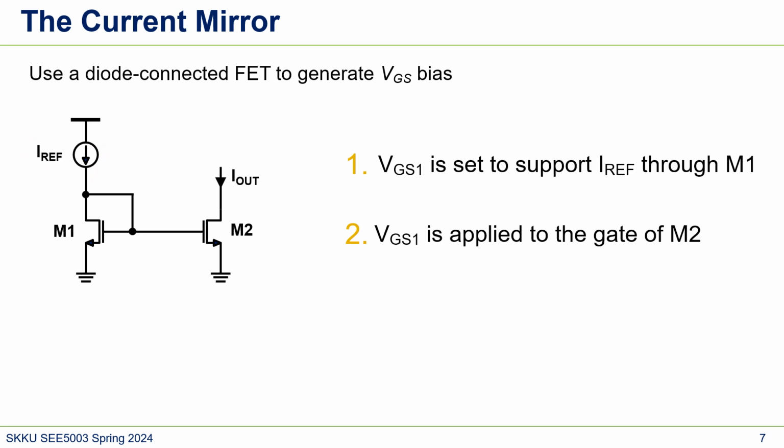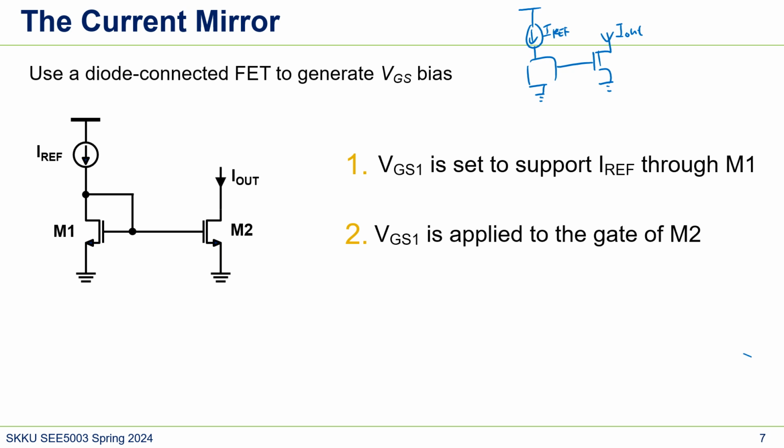So what we discussed was IREF in the previous slide. We need some circuit like this, and we're going to use this diode connected NMOS, and that's what we call the current mirror. This is actually the basic structure of current mirror. So let's see how it works. First, VGS1 is set to support IREF through M1. Assuming that we have a very strong current source, then this M1 must flow this IREF.